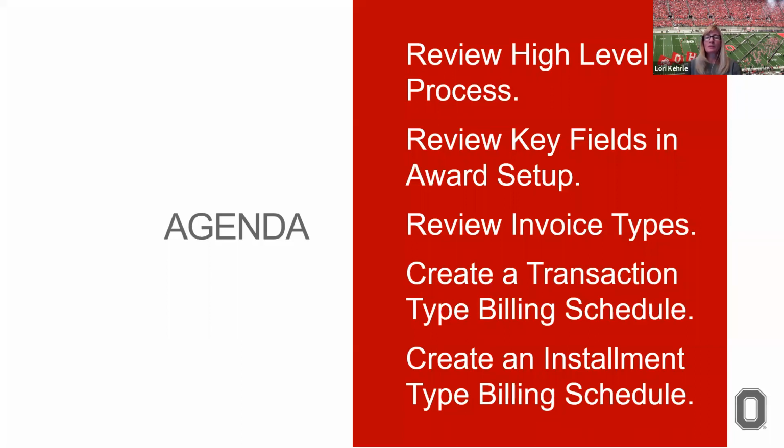During the billing schedule setup, we will also need to select the invoice that will go to the sponsor. So we will do a quick review of the options of our invoices available in Workday. And then we will move to Workday to actually give you a view of how we will set up a billing schedule for a transaction type billing and installment type billing. And we'll also give you some more on the definitions of those two types.